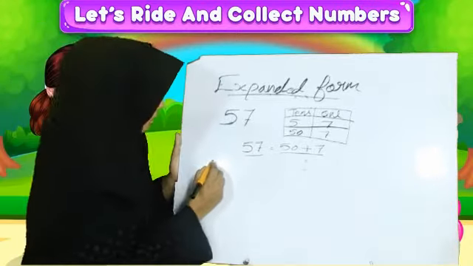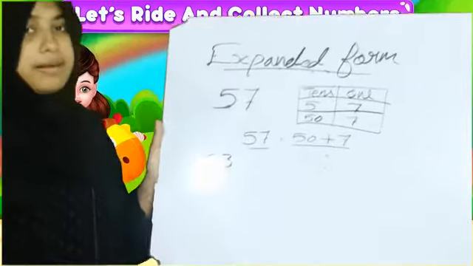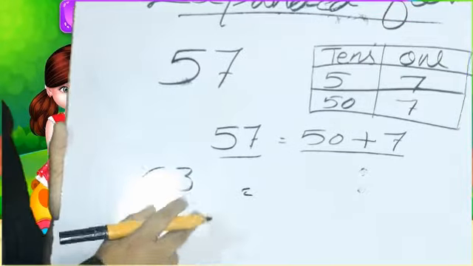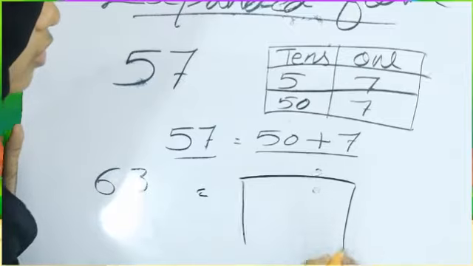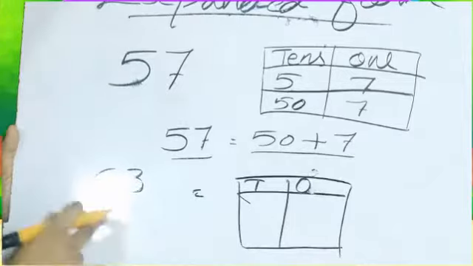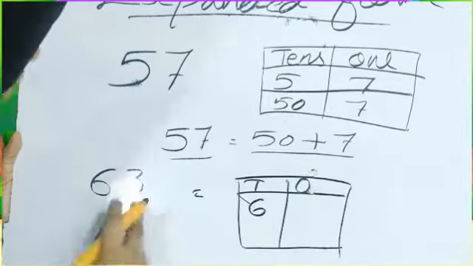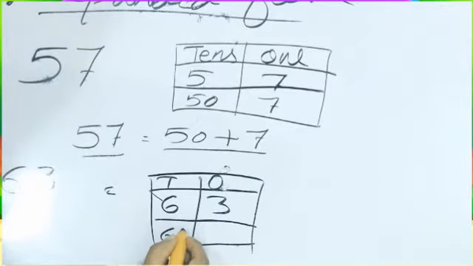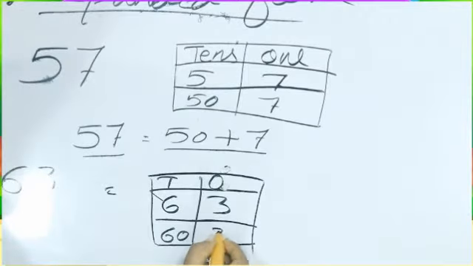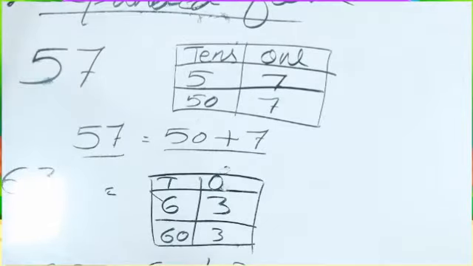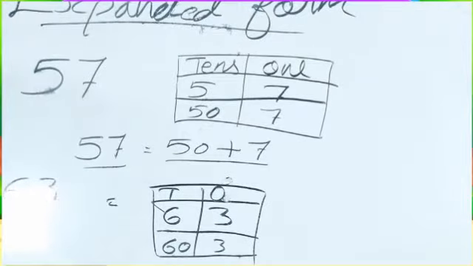Then another example. 63. How many tens here? 6 tens and 3 ones. Again we draw one column, with tens and ones. How many tens? 6 tens. How many ones? 3 ones. 6 tens means 60. 3 ones means 3. Then 63 means 60 plus 3. 60 plus 3 is 63.